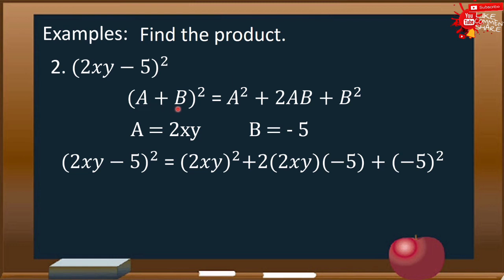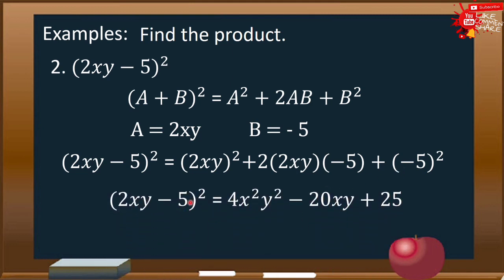So we just substitute it here. Equals, so the value of a, which is 2xy. So we have here the square of 2xy, or 2xy quantity squared, then plus 2 times a, wherein our a is 2xy. So that's why we substitute 2xy, then times b, wherein our b is negative 5, plus the square of b, or b squared, wherein our b is negative 5. That's why we have here the square of negative 5. And then let us simplify.